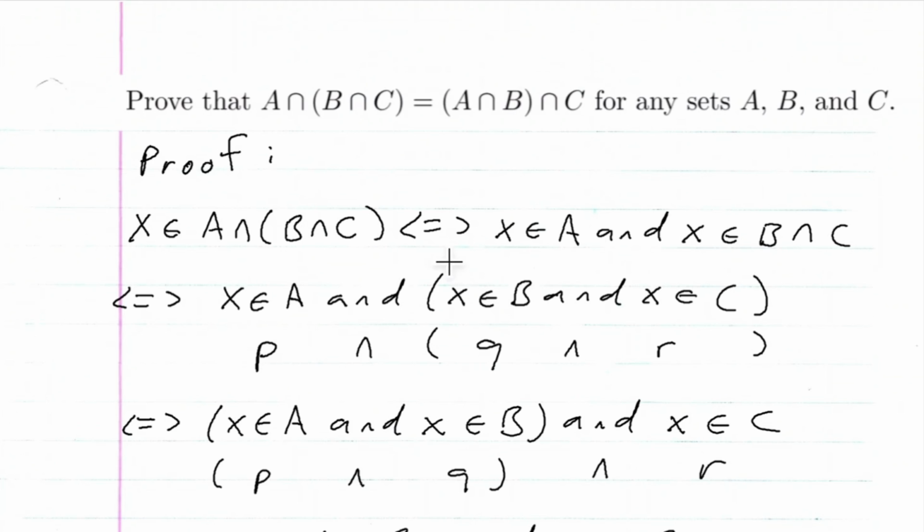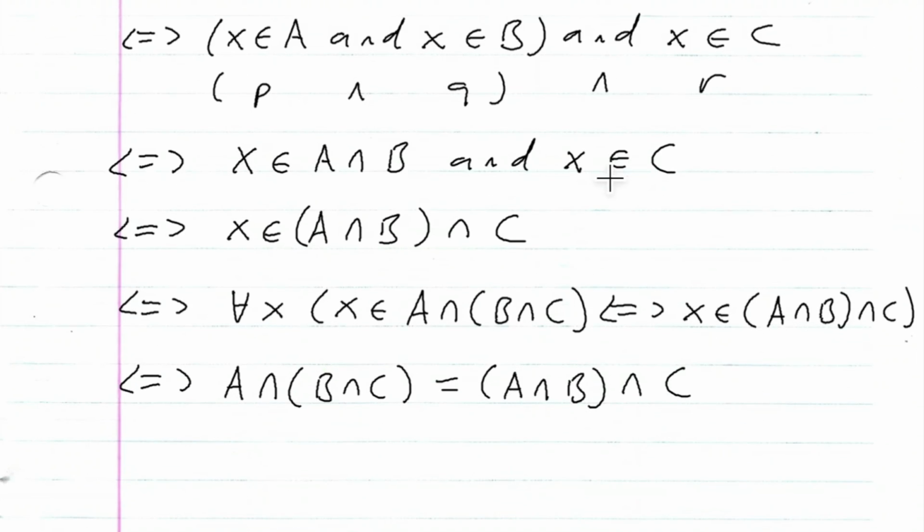And that's what we set out to do. We set out to show that these two sets are equal, aka showing that the operation intersection between sets is associative. And that is the proof.